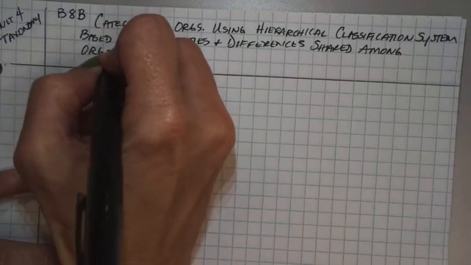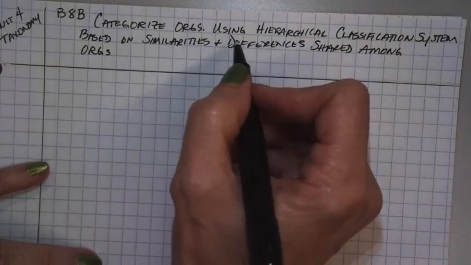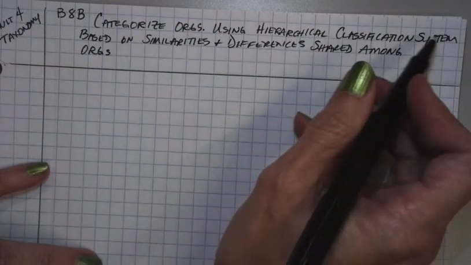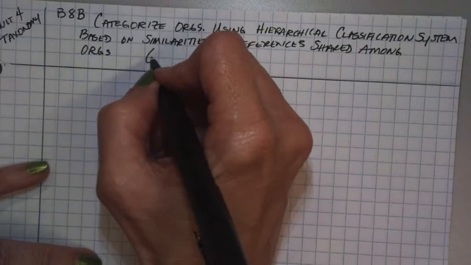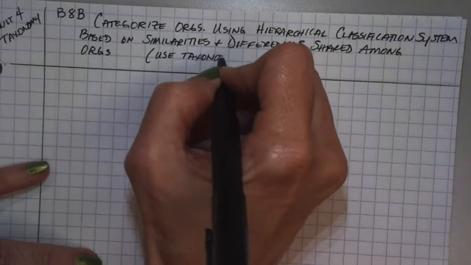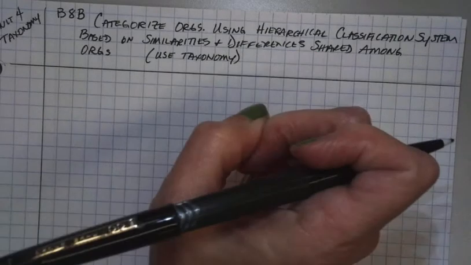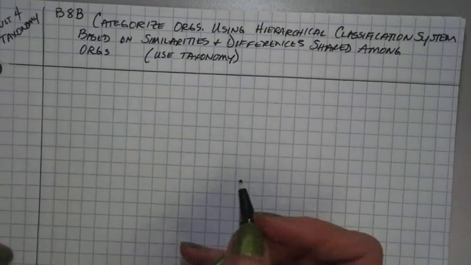Using taxonomy. So basically, you're going to categorize organisms using a hierarchical classification system based on similarities and differences shared among organisms. So basically, we're going to use the taxonomy. So we know what the definition of it is from yesterday. Now what we're going to do is we're going to use this system and try and figure out what's going on here.